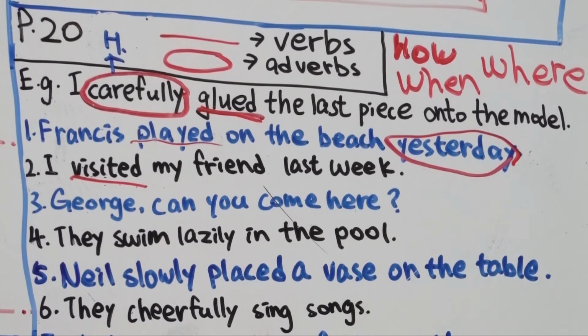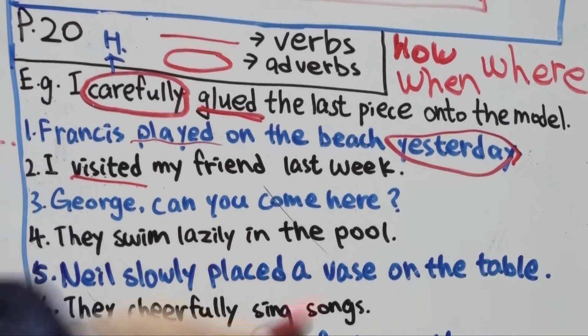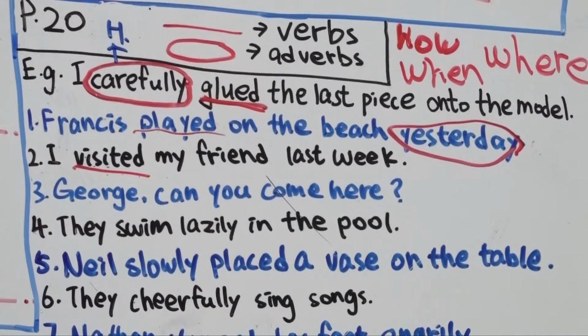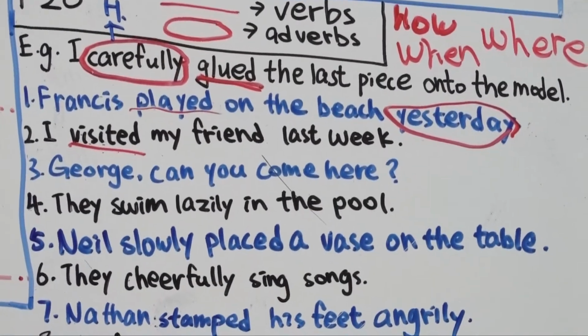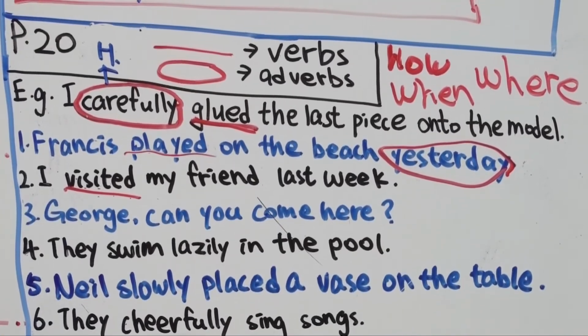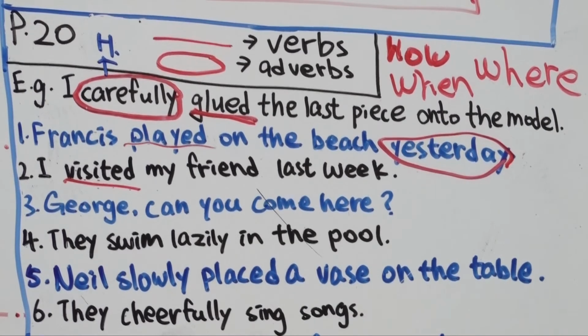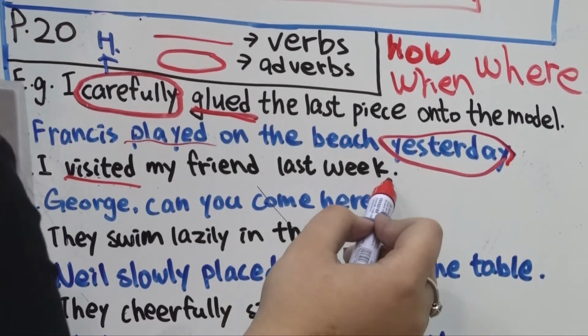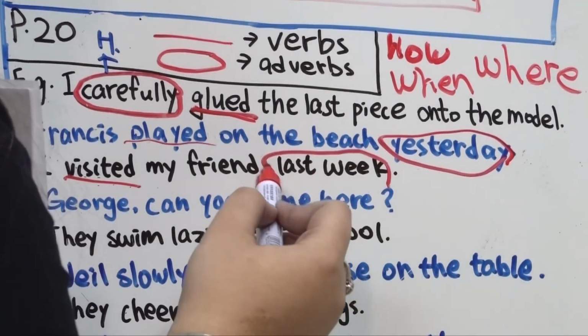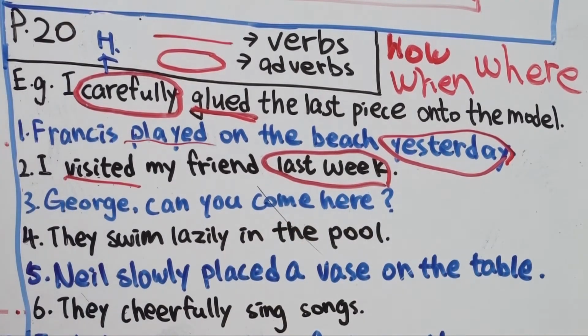Is there any word here that tells you when, where, or how this action happens? Last week. Last week tells us when this action happened. So you circle this adverb. Okay? Number 3.